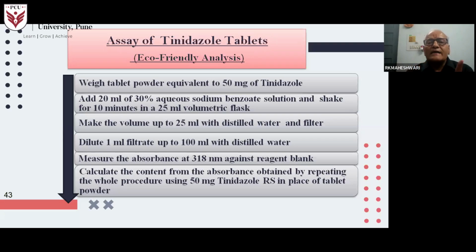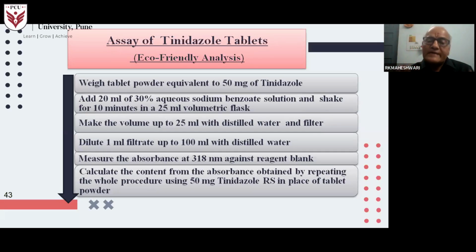Similarly, you will make solutions for 5, 10, 15, and 25. The only thing you have to remember is that you will have to take the respective reagent blank. They will be different for different dilutions. So in short, 5, 10, 15, 20, 25 microgram per ml standard solutions, and their absorbances at 318 nm. Using these absorbance values, you can plot a calibration curve, with y equal to some value of x, and so on. Then you can find out the drug content in your tablet.